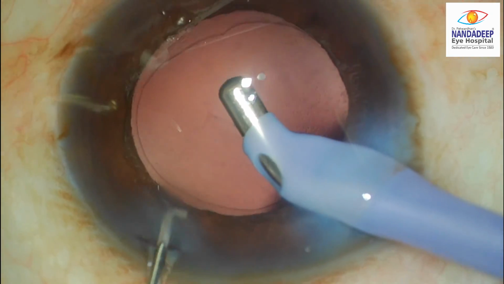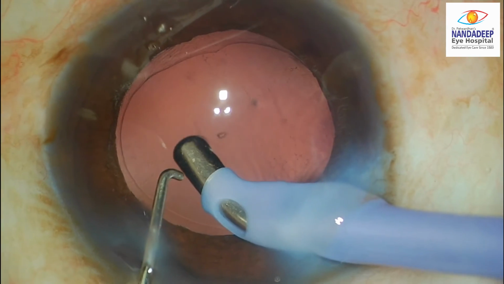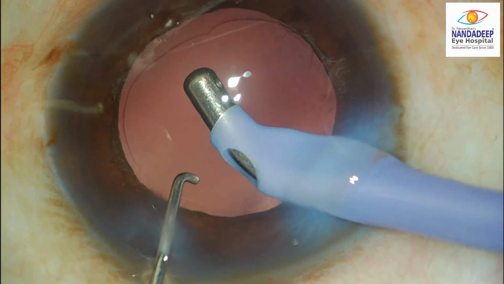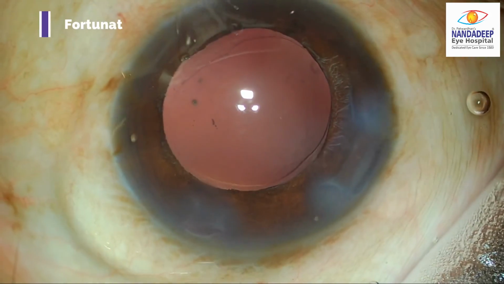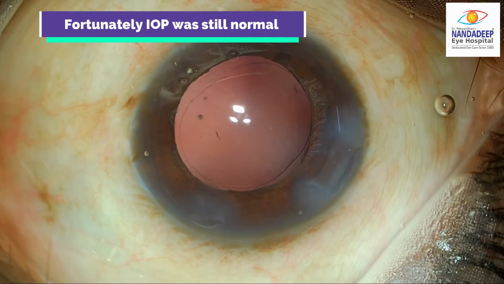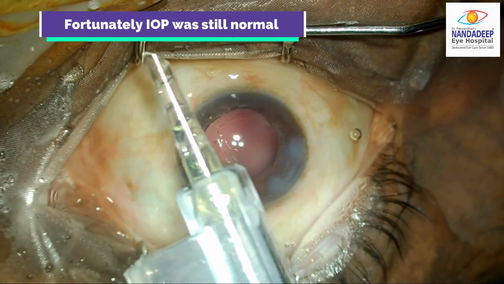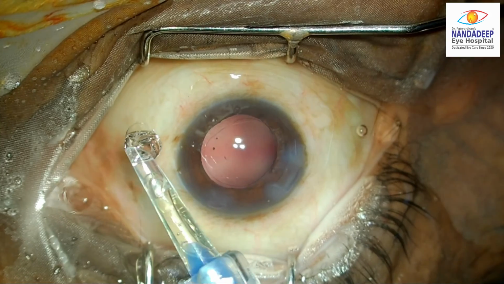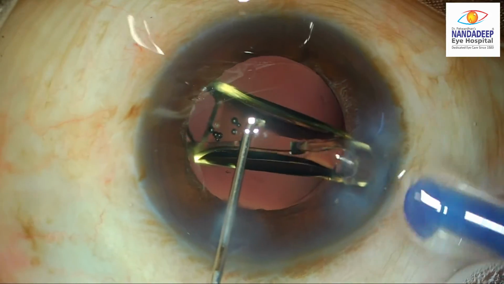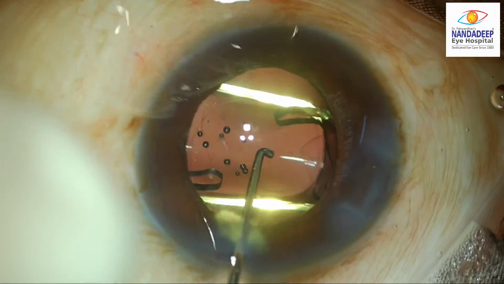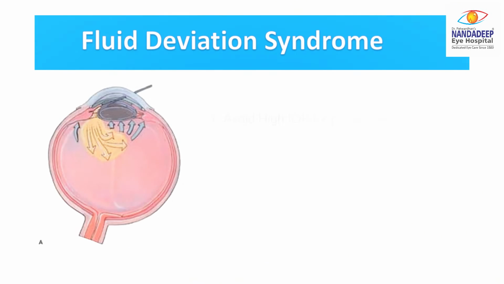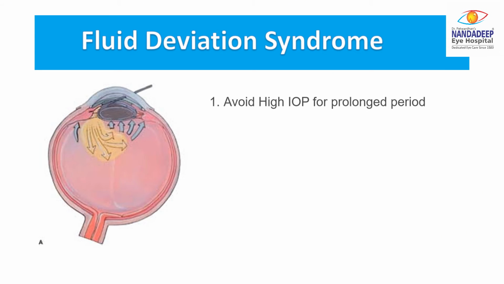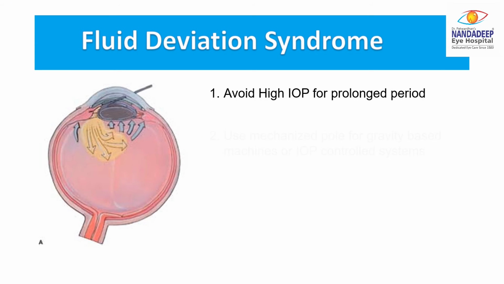Now, even for posterior capsular polish with very minimal vacuum, you can see that it was holding the posterior capsule because it was anteriorly bulging. Fortunately, the intraocular pressure was normal, and the surgeon could finish the surgery with IOL implantation. But it is important to detect the fluid deviation.